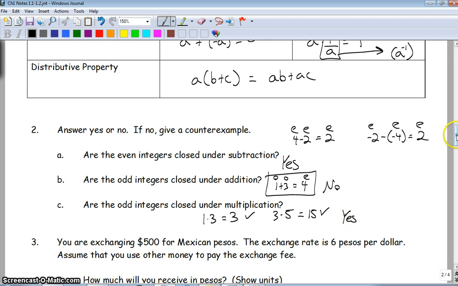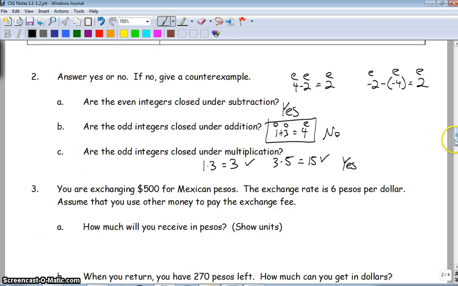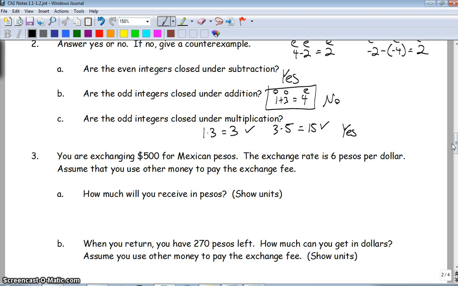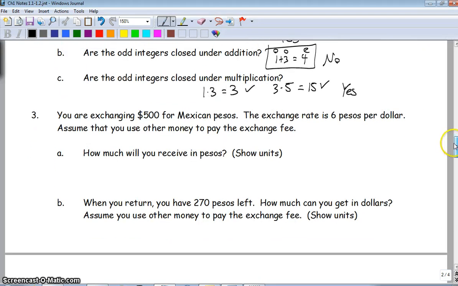Alright, so finish up day 1 of the notes. We have exchanging $500 for Mexican pesos. The exchange rate is 6 pesos per dollar. Assume that you use other money to pay the exchange fee. So we're just doing a direct exchange. If you want to try this before or see if you can do it, a lot of you could probably do this without my help. But if you can't, here's what we do.